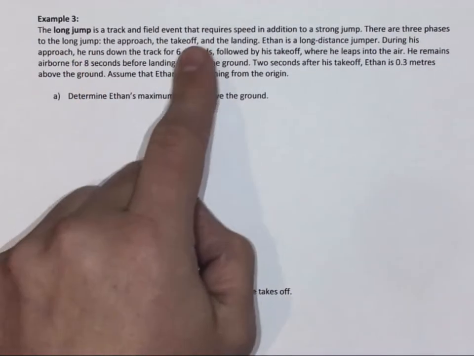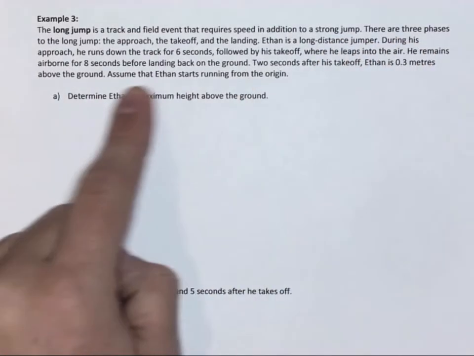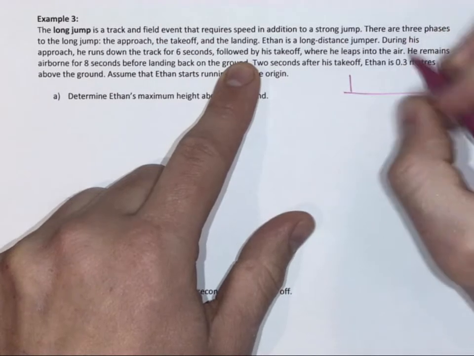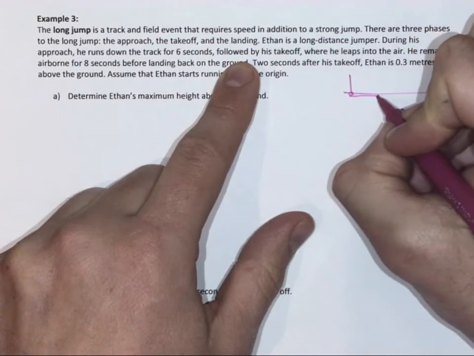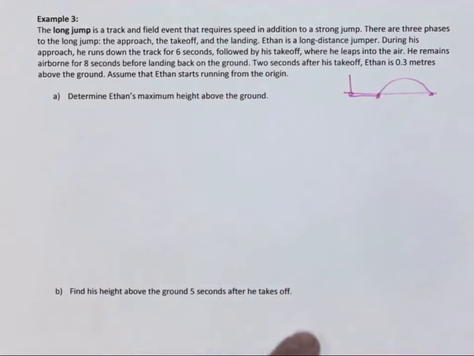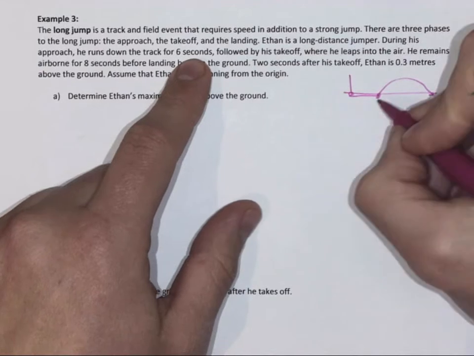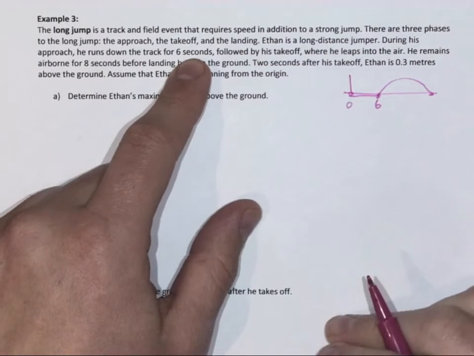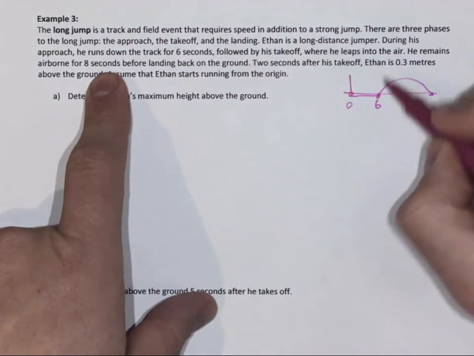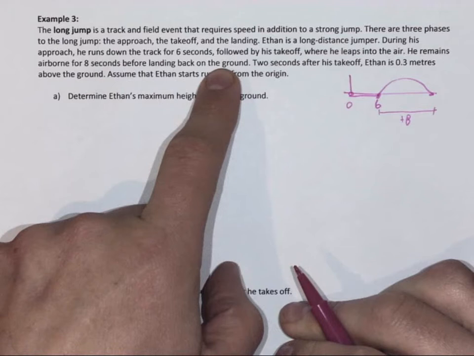Long jump is a track and field event that requires speed in addition to strong jump strap. There are 3 phases: approach, takeoff, and landing. Approach, takeoff, landing. Ethan is a long distance jumper. During his approach, he runs on the track for 6 seconds. Followed by his takeoff, where he leaps in the air. He remains airborne for 8 seconds. So from there to there is 8 before landing back on the ground.